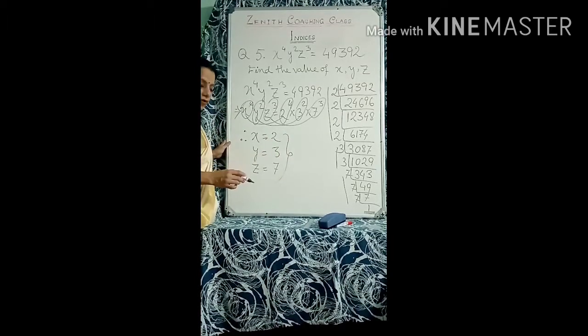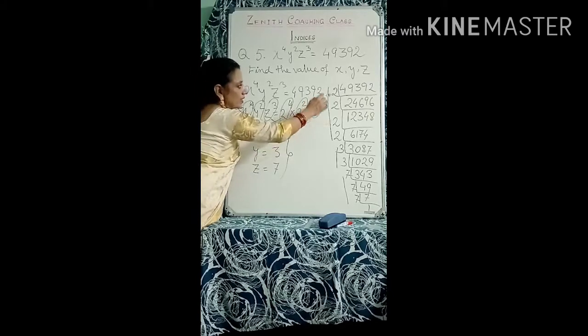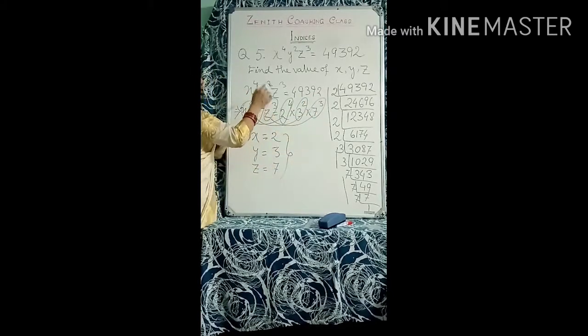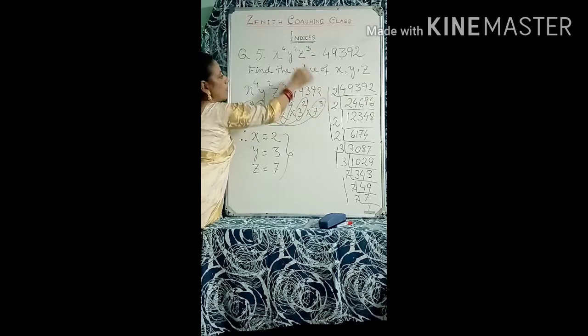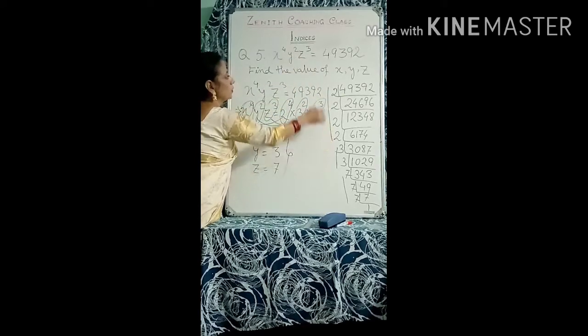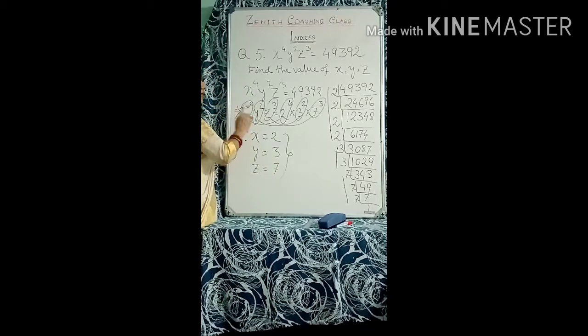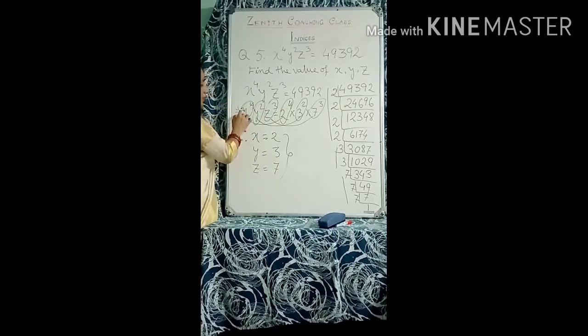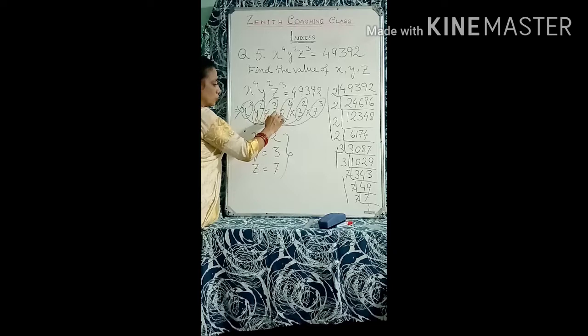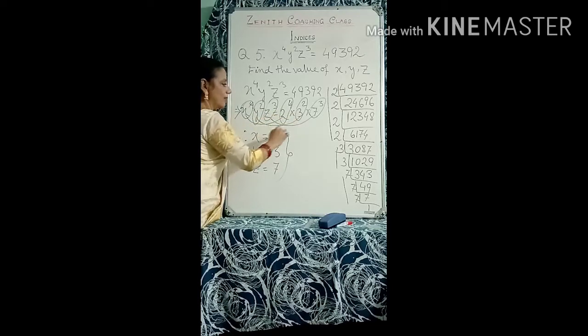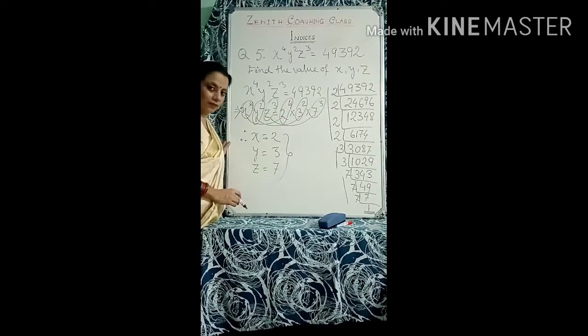Simple sum. You just have to factorize the number, then you get the powers. Here it is 4, here also 4. Here 2, here also 2. And 3, here also 3. So you just have to cancel the powers and write the base. x equals 2, y equals 3, and z equals 7. Simple sum. Okay, let's observe the sum.